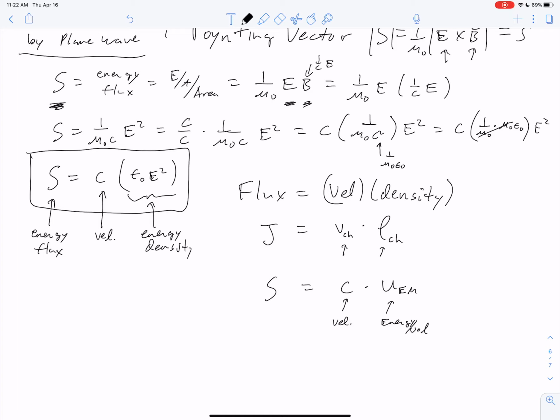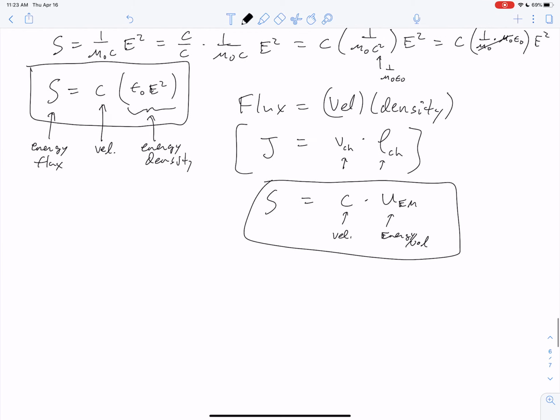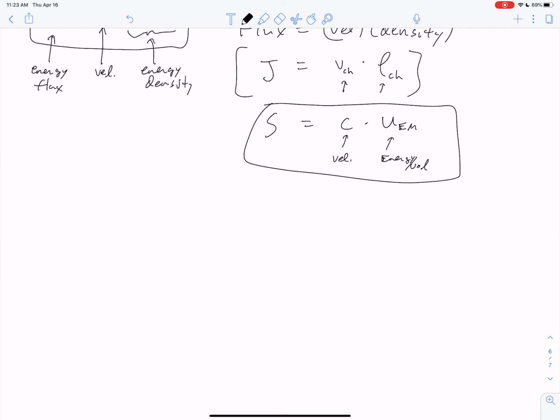So this was an analogous example, but this is what we've just derived, this relationship. The energy flux is equal to velocity times energy density.